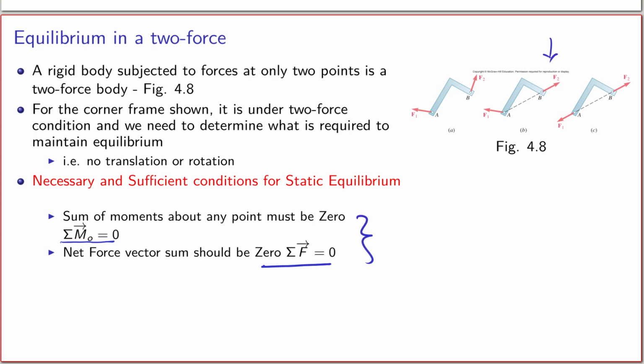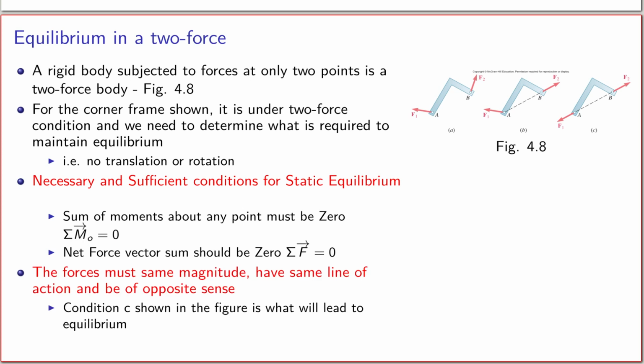Now it turns out that if we think about what the consequences of these two equations are in the situation shown here, we'll see that of the three conditions A, B, and C that are shown, it turns out that condition C, where the two forces, of course, have to have the same magnitude and they have to be pointing in opposite directions, and finally, they have to have the same line of action. So for a two-force system, these three conditions allow you to satisfy the requirements to achieve equilibrium. That means net moment about a point is zero and the net force sums to zero.